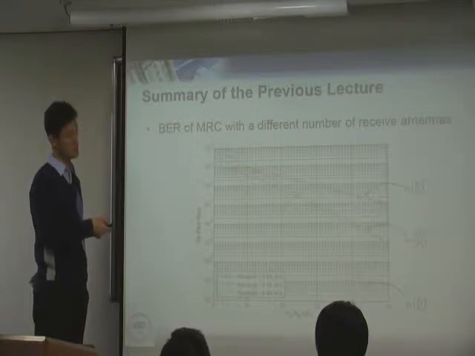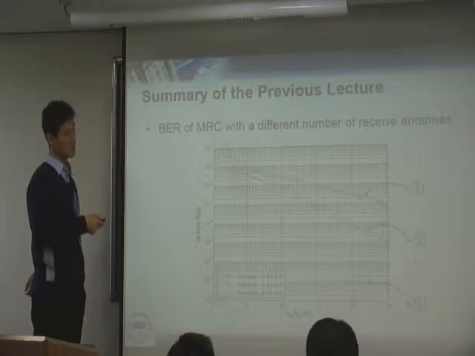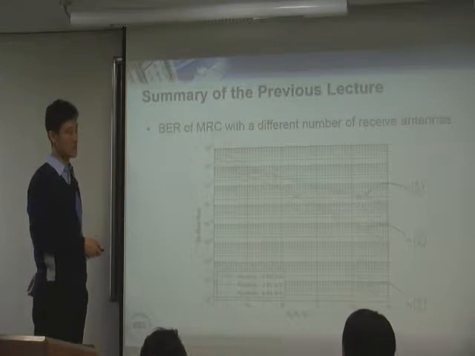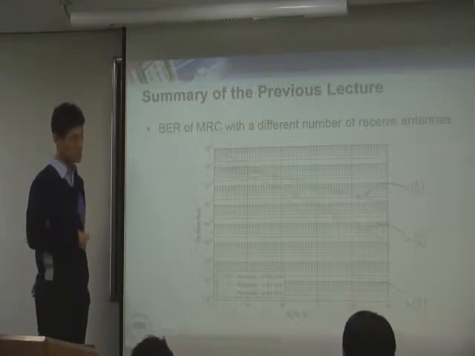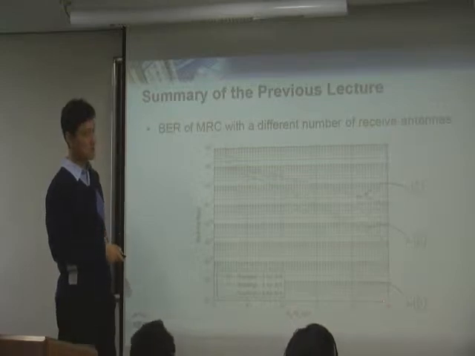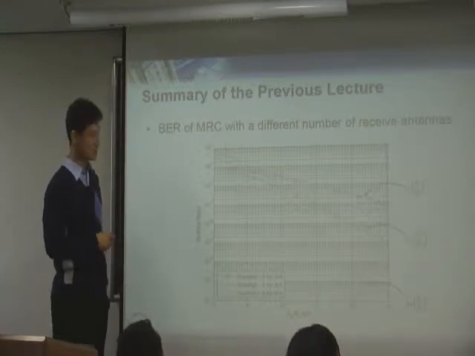So this picture basically shows you the BER of different diversity orders. The blue one is the case of diversity order 1. This is the case of diversity order 2. This is the 4. Okay? So you see that now the BER is decreasing at a much faster rate with higher diversity order.